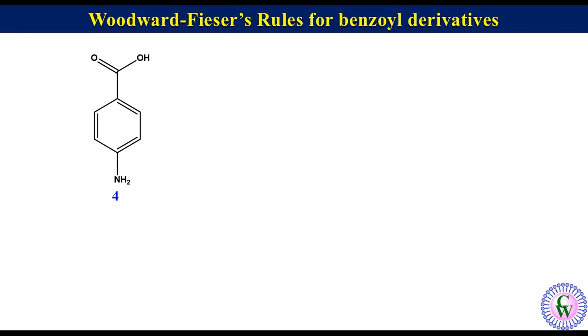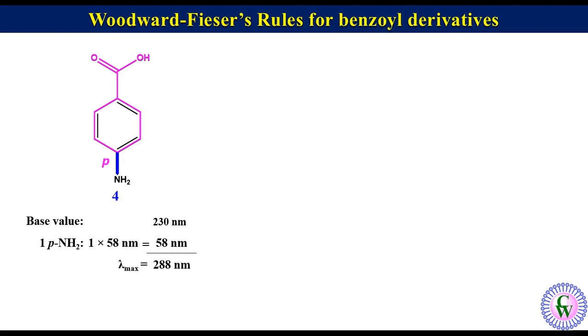Compound 4. This is an aromatic carboxylic acid. So the base value will be 230 nanometer. There is an amino group at para position. So addition for one para amino group will be 1 into 58 is equal to 58 nanometer. Thus, lambda max will be 230 plus 58 is equal to 288 nanometer.